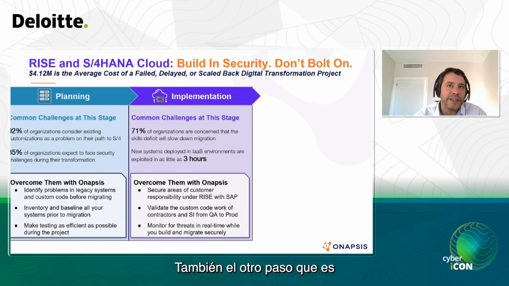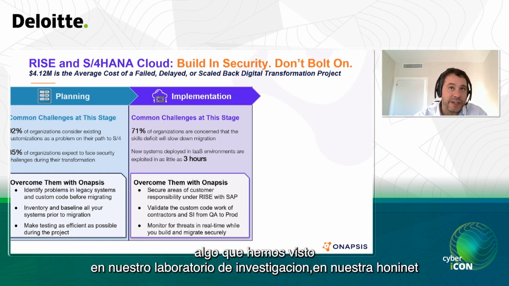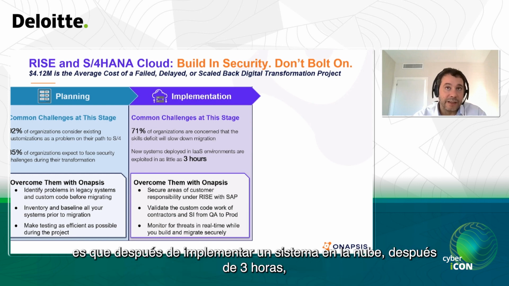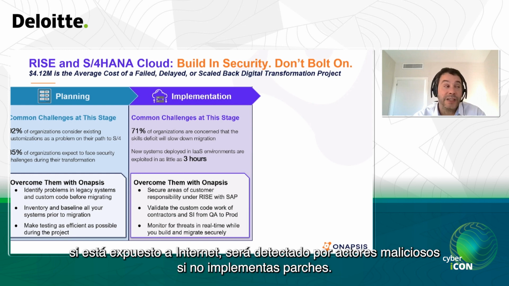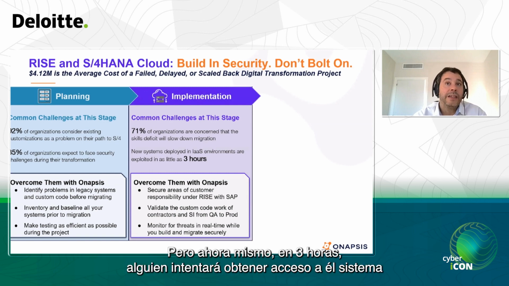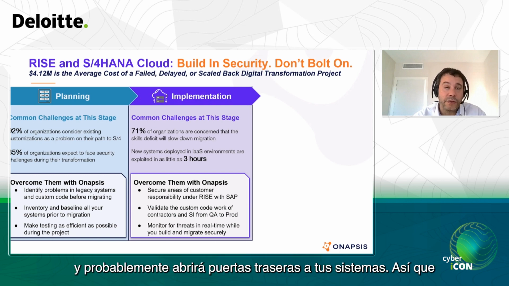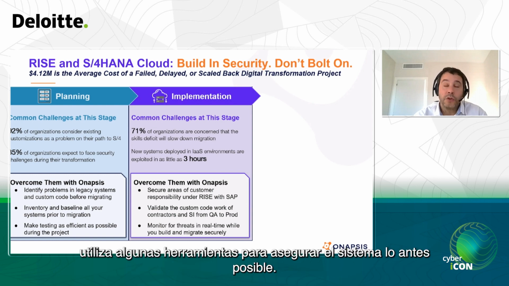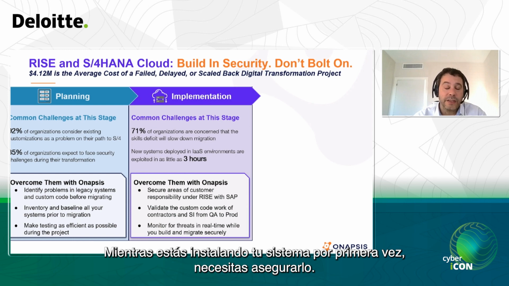Also, something we have seen in our research lab, in our HoneyNet: after you implement a system in the cloud, after 3 hours, if it's internet facing, it will be detected by bad actors. If you don't implement patches right away, then in these 3 hours somebody will try to get access to it and probably open backdoors to your systems. So use some tools to secure the system as soon as possible. While you are installing your system for the first time, you need to secure it.